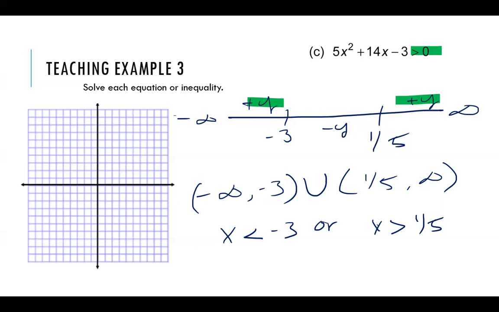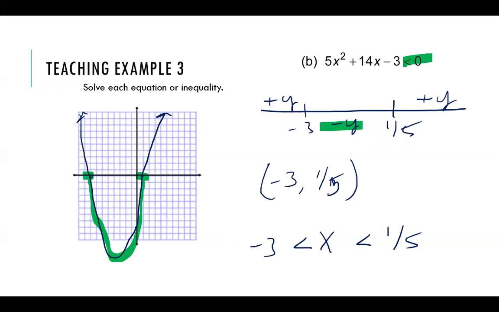Which makes sense when you're looking at the number line, right? Because I'm saying either going forever to the left or forever to the right. Okay. How do we feel about solving and setting up an inequality? Okay. So let's recap really quick.